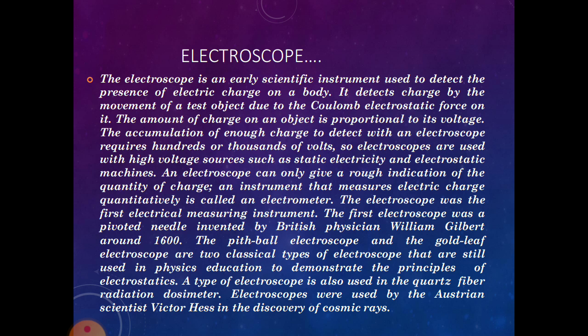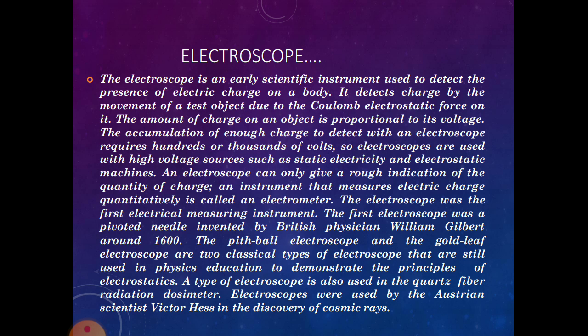An electroscope can only give a rough indication of the quantity of charge. An instrument that measures electric charge quantitatively is called an electrometer. The electroscope was the first electrical measuring instrument. The first electroscope was a pivoted needle invented by British physician William Gilbert around 1600.